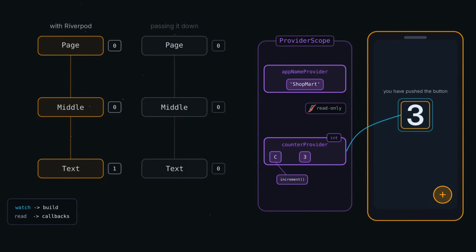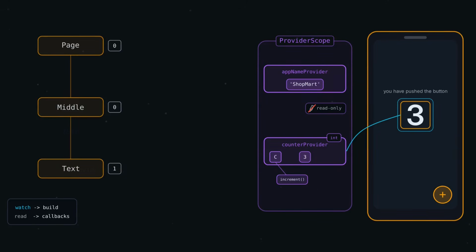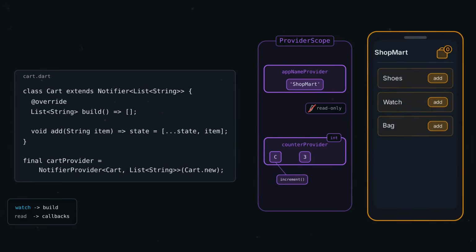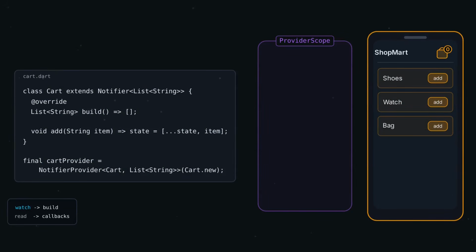Compare that with holding the count up in a parent and passing it down. There, one tap rebuilds the entire path, including every widget that only carried the number. Only the widgets that watch rebuild. That is Riverpod's performance story. Now the proper example, the shopping cart. Same pattern as the counter, just bigger state.